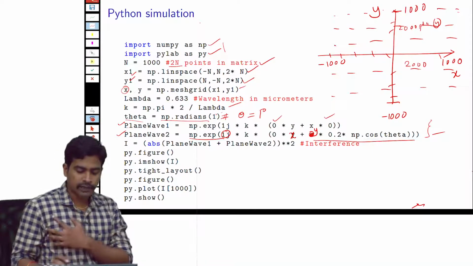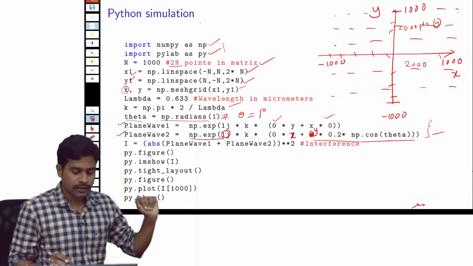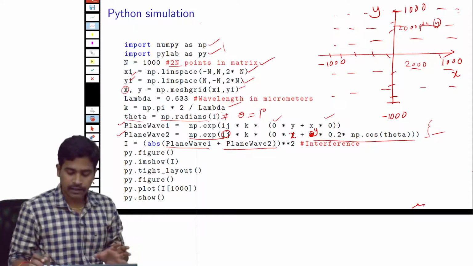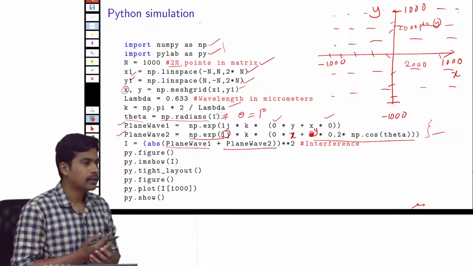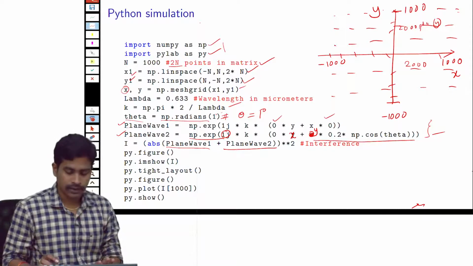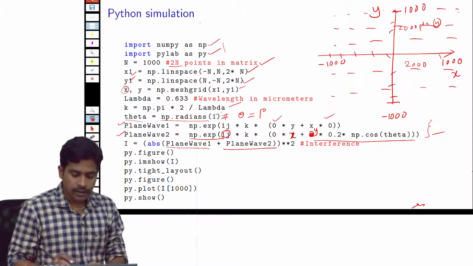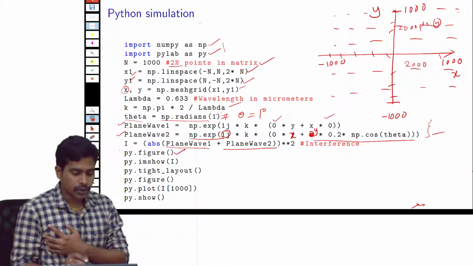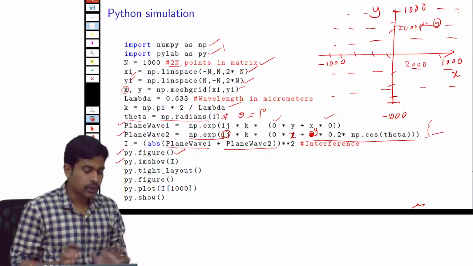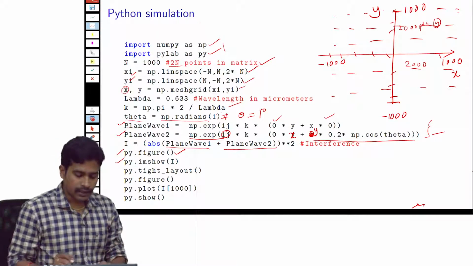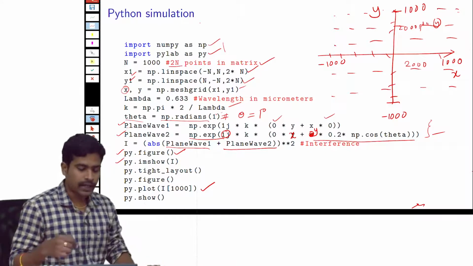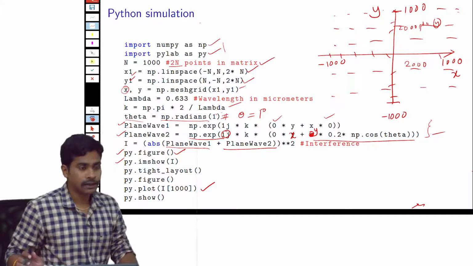Now we have the expressions for plane wave 1 and plane wave 2. We just have to use the interference equation that I have shown in the first slide, which is nothing but adding the two electric fields and taking the absolute value of the square of plane wave 1 plus plane wave 2. After we get these interference values, using this command I am showing the interference pattern, and after that I am using another command to plot the intensity along a particular line in the interference pattern.